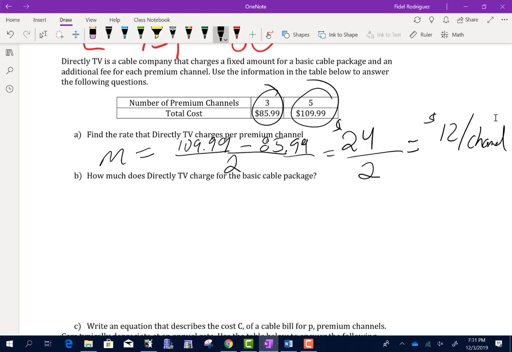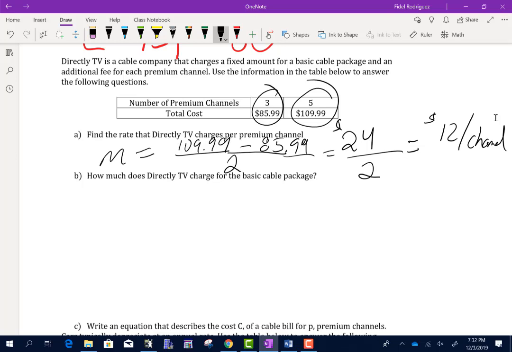Okay, $12 per channel. Right? All right. So now the next thing I'm going to figure out is, how much would I pay if I didn't want to have any HBOs, anything like that? I just wanted to have the basic cable package. Let's figure out how much we would end up spending, okay?